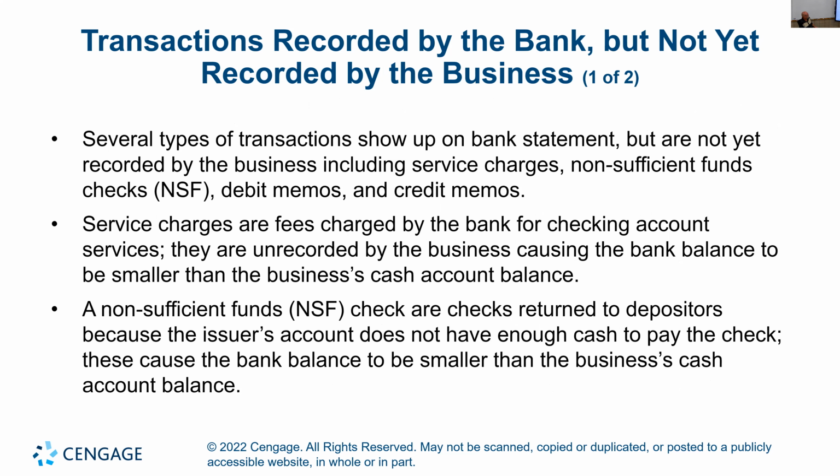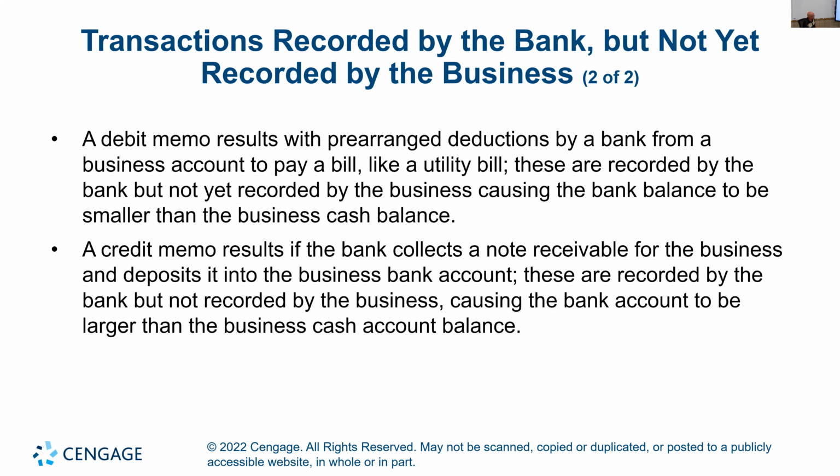so it also needs an adjustment. First are non-sufficient funds checks. That's when somebody writes you a check as a business, you made a sale, you accepted a check, you put it in your bank account, and it comes back from the bank saying this person did not have any money in this account. That is a non-sufficient funds check. So you have it counted as cash on your end, but the bank says you can't count that as cash, it didn't go through. And then they have debit memos and credit memos.